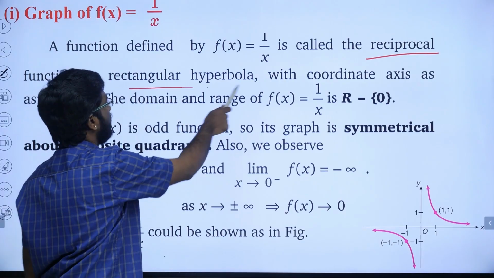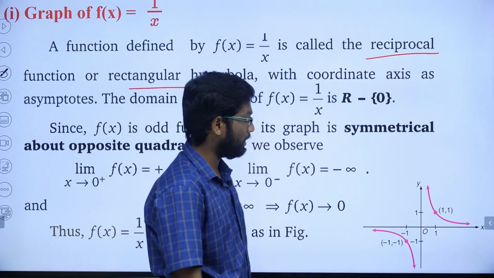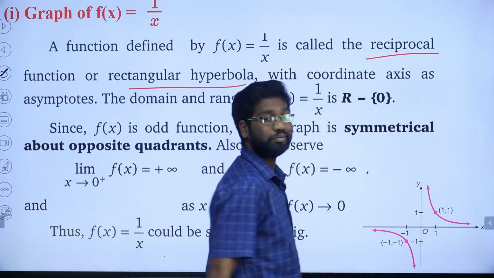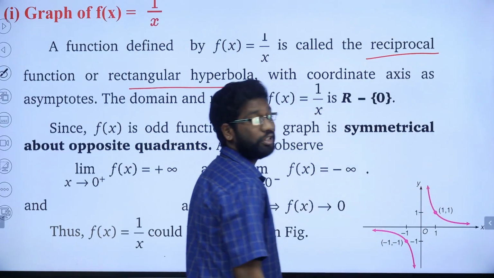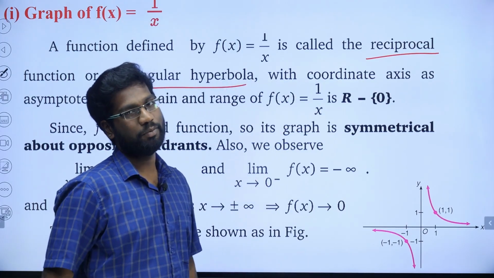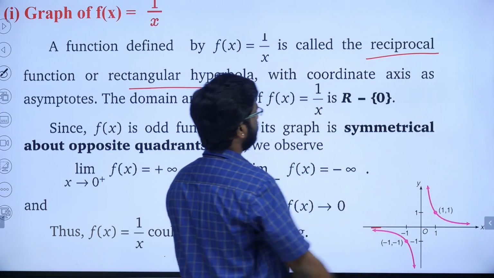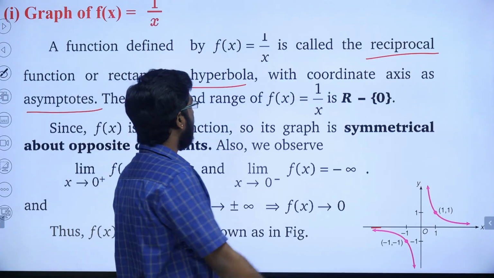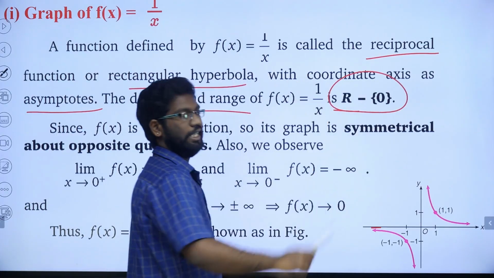Or rectangular hyperbola, this shape comes from the rectangular hyperbola, my dear students, and they said the coordinate axes act as the asymptotes. Asymptotes means what, my dear students? It goes closer but it won't touch. So all the axes here are asymptotes. They act as the asymptotes, my dear students, because all of them are covered with the curves. That's what they have explained. And here domain and range, they both are R minus 0 only.